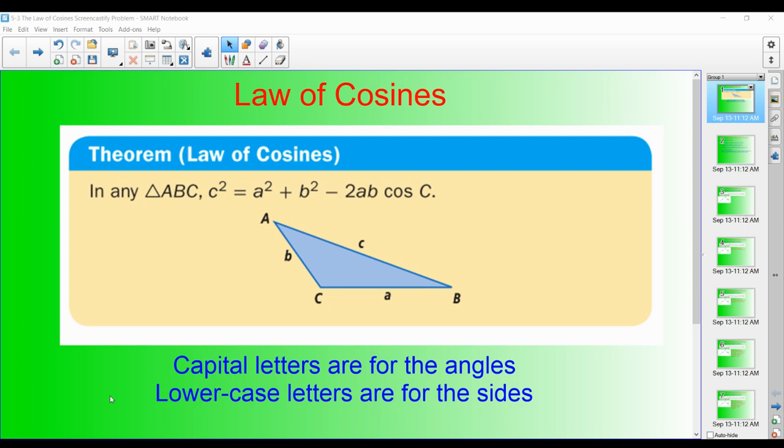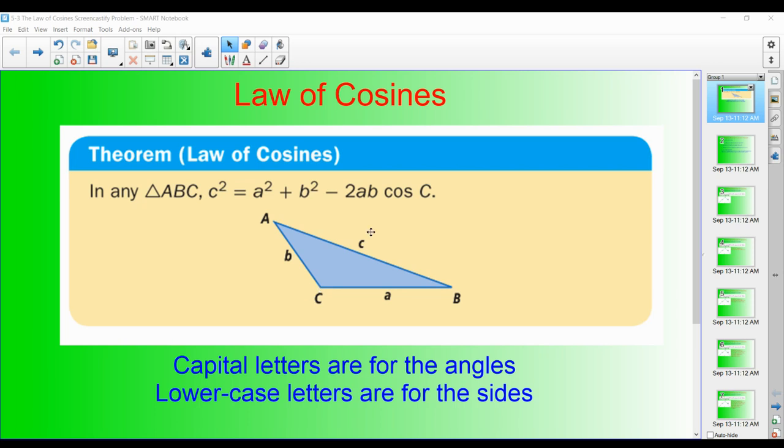Hi guys. Today I'm going to show you how to use the law of cosines to find a missing side or a missing angle in any triangle. These triangles are generally going to be non-right triangles, so they're not going to have a 90-degree angle, and we cannot use SOHCAHTOA.